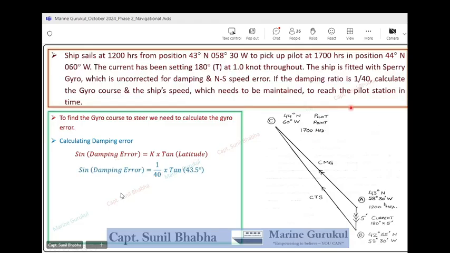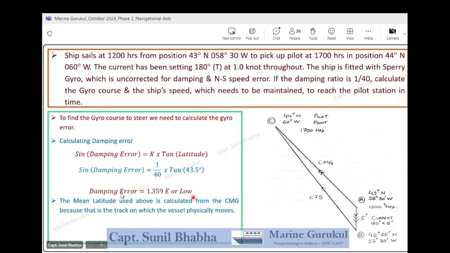K is given as 1/40. It is given to us in the question. And tangent of latitude. Now the latitude in this case is used as the mean latitude between A and C. So A's latitude was 43, C's latitude was 44. The mean would be 43.5. So we have used the mean latitude to calculate the damping error, and it comes out to be 1.359 degrees east or low. So damping error is calculated.